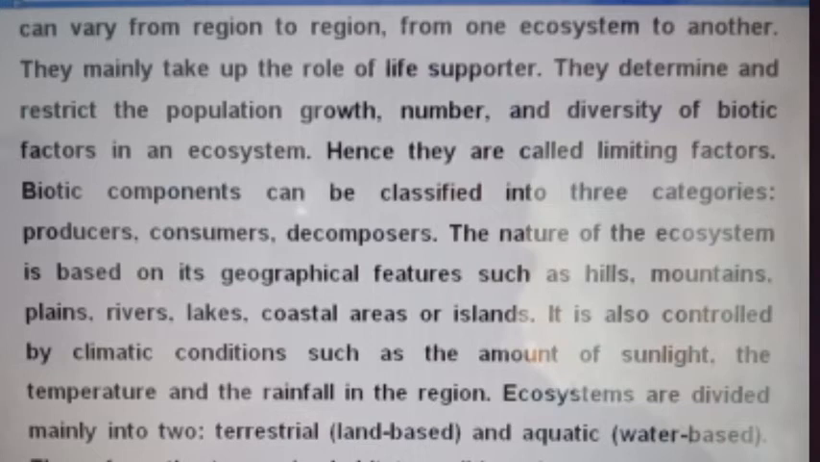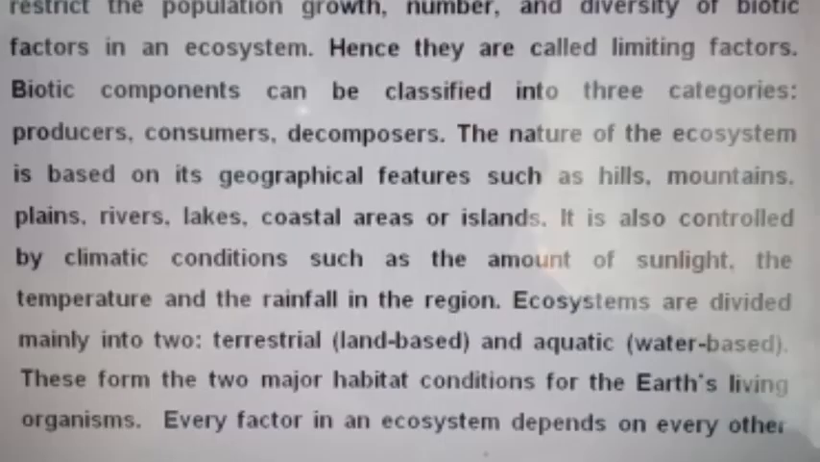The nature of the ecosystem is based on its geographical features such as hills, mountains, plains, rivers, lakes, coastal areas, or islands. It is also controlled by climatic conditions such as the amount of sunlight, the temperature and the rainfall in the region. Ecosystems are divided mainly into two: terrestrial, that is land-based, and aquatic, that is water-based. These form the two major habitat conditions for the Earth's living organisms.